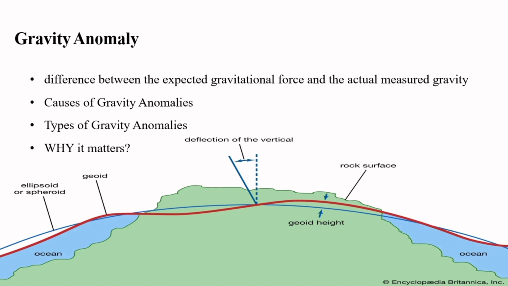We have two types of gravity anomaly. Positive anomaly happens when measured gravity is greater than expected, and negative anomaly happens when measured gravity is less than expected. About its importance, we can say that gravity anomalies help scientists understand Earth's subsurface structure and geological activity. They are useful in areas like mineral exploration, oil discovery, and studying tectonic activity.